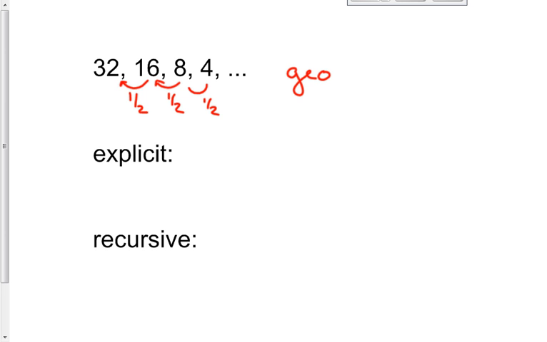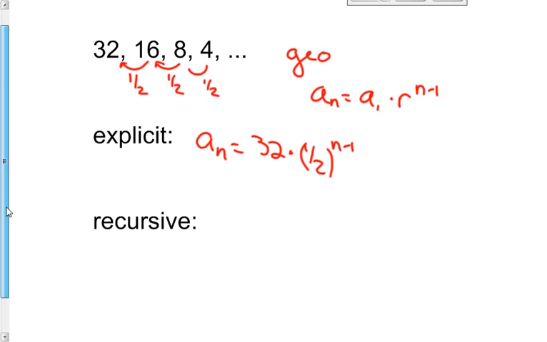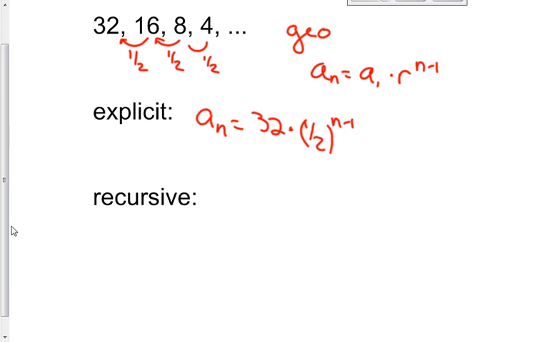My format for geometric, a sub n equals first term times common ratio raised to the n minus 1, which means I will have a sub n equals first term, which is 32, times my common ratio, which is 1/2, raised to the n minus 1. There's my explicit formula. My recursive equation, I need two parts, remember.